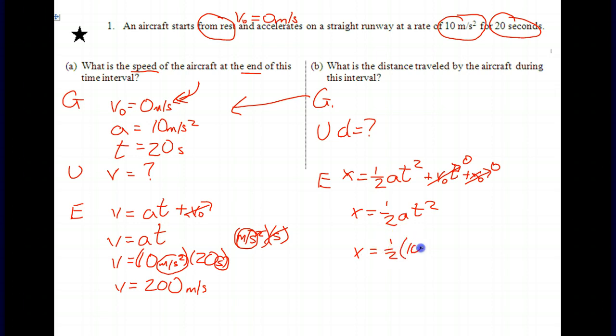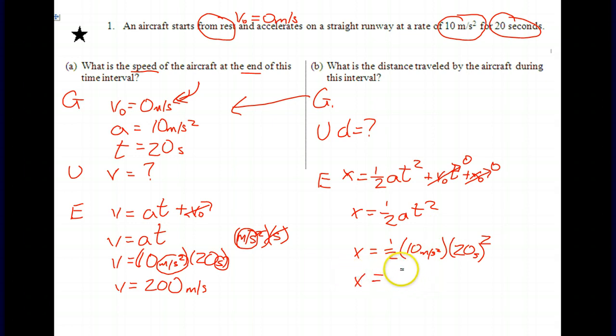Your acceleration is 10 meters per second squared again, and then your time is 20 seconds. And this is squared. Notice the square appears outside of the parentheses, and that is important. So we've got to make sure to take that 20 seconds and square it. When you're using your calculator, make sure you hit that squared button for the 20. So let me show you what that will look like.